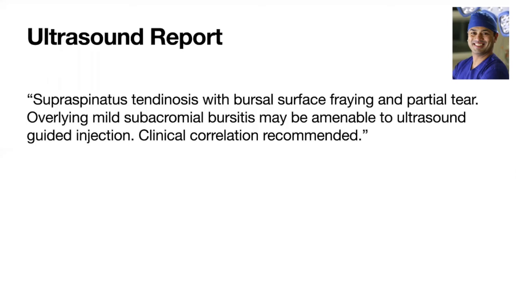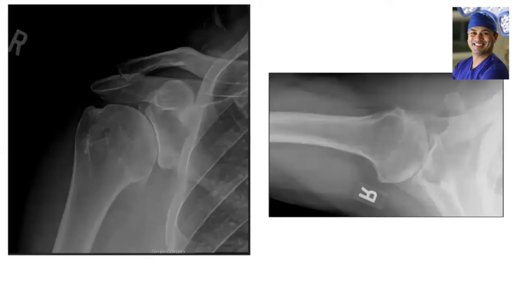Again, one of your colleagues who didn't sign up for this talk tonight has sent the patient for an ultrasound, which is what most people do in primary practice for shoulder complaints. And the ultrasound report says there's tendonitis of the supraspinatus, there's some bursal surface fraying and a partial tear, there's some bursitis. This may be amenable to an ultrasound guided injection, and clinical correlation is recommended.